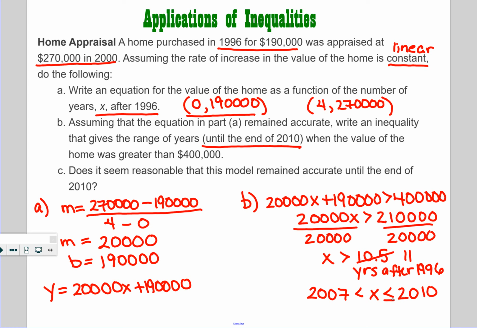Does it seem reasonable that this model remained accurate until the end of 2010? That's a yes or a no, depending on what you feel is appropriate. I would say yes, because it grew at a linear rate, and from 2007 to 2010, the values were around 400,000, give or take a few $1,000s. So I would say yes for this problem. Now, if you found that the home was only greater than 400,000 after 2015, then it wouldn't be reasonable for 2010.